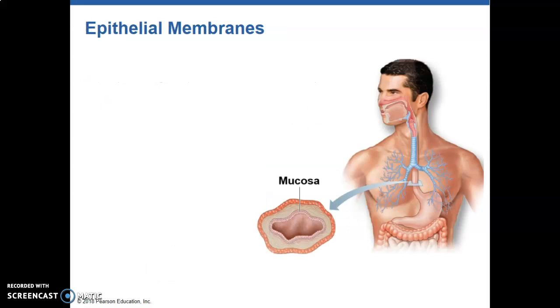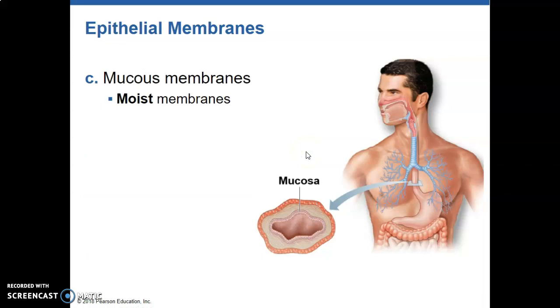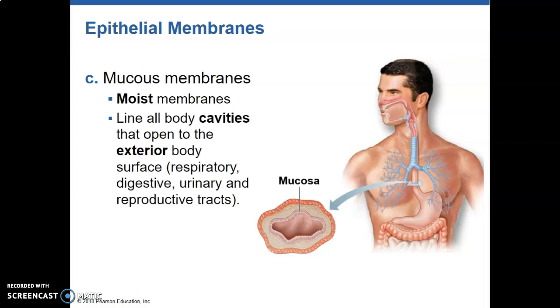The second type of epithelial membrane is a mucous membrane. Mucous membranes are moist membranes, whereas on the previous slide, cutaneous membranes are dry membranes. Mucous membranes line all body cavities that open to the exterior of the body. That would include the respiratory surfaces, digestive surfaces, urinary surfaces, and those of the reproductive tract.